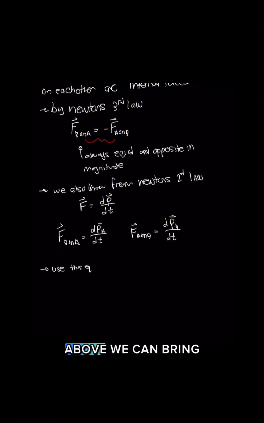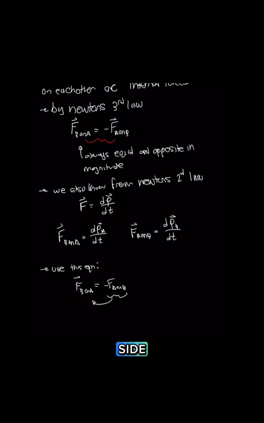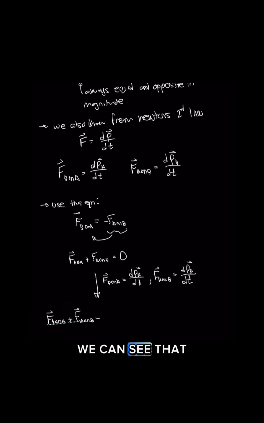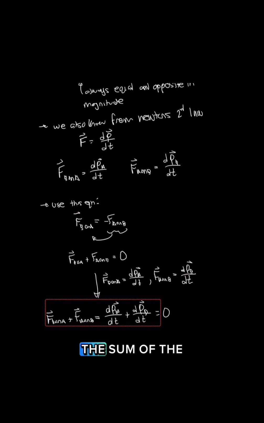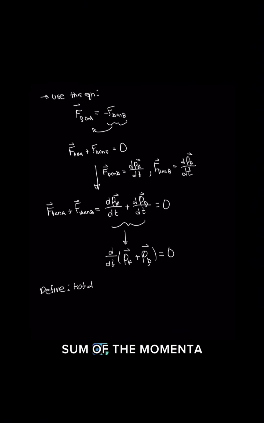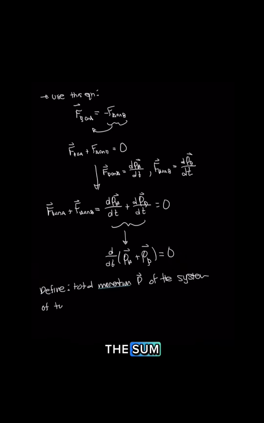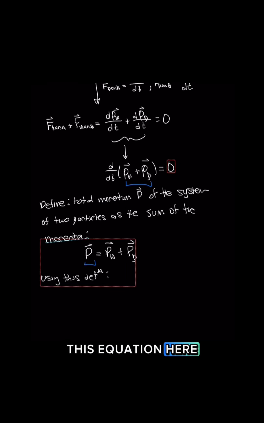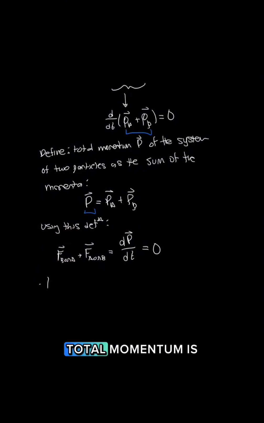From this equation above, we can bring the right term to the left side, and we get that the sum of the total forces is going to be equal to 0. If we plug in our new definitions for the forces in terms of momentums, we can see that the sum of the forces is equal to the sum of the changes in momentums, which is equal to 0. We can define the total momentum of the system of the two particles as the sum of the momenta. Total momentum is going to be equal to the sum of the particles' momentums. Using this definition, we can find this equation here. This means that the time rate of change of the total momentum is 0.